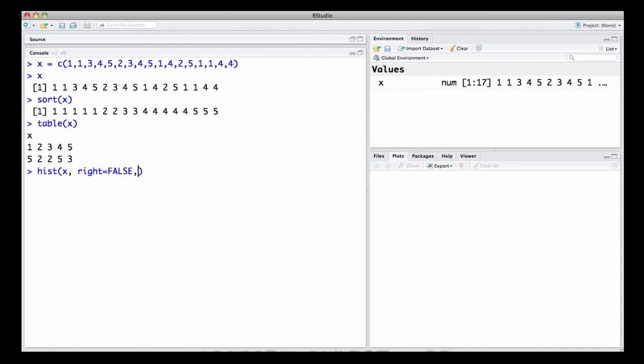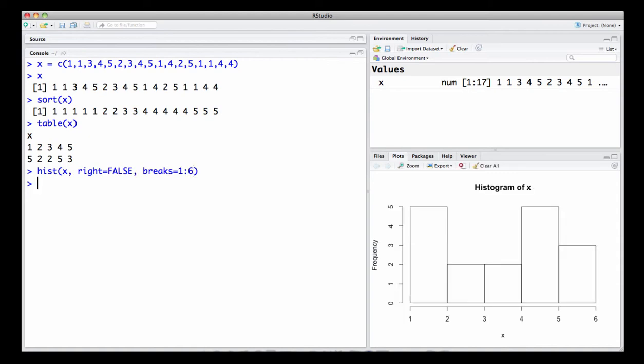Don't pay too much attention to these different options I'm putting in here, but if you want, you can also plug this in as well. So let's see here. Let's see if this works. Yeah. Okay, so I've just built up a histogram.